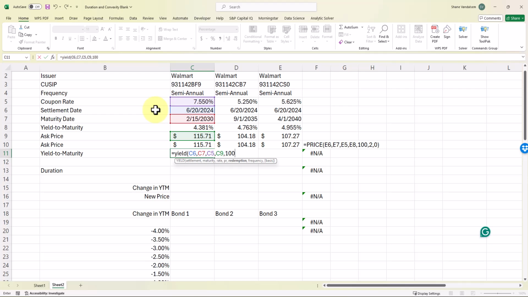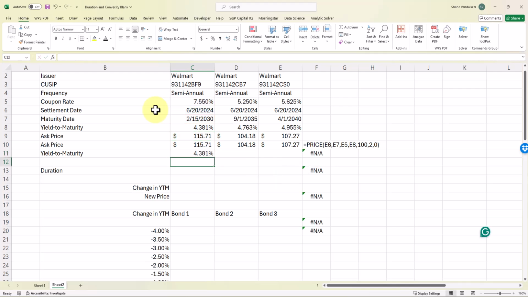Our redemption is still $100. Our frequency is still 2. Our basis is still 0. And we get the same yield to maturity there, 4.381%. I'm going to pull that across. And you can see all of these, at least at the thousandths percent, match up.